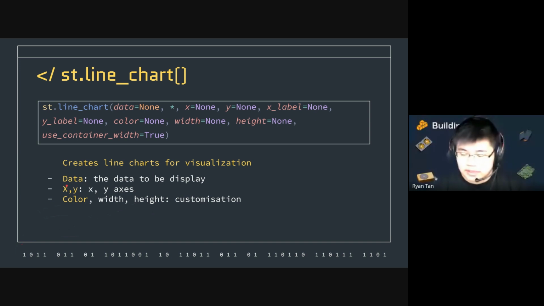Now we're moving on to line chart. So again, it might look a bit scary at first, but don't worry, I'm here to guide you through. So basically, what it does is create a line chart for visualization. So we're going to have our data, basically the data we're going to use to draw the line chart. X, Y axis, just your axis. Color, width, and height is just for customization.